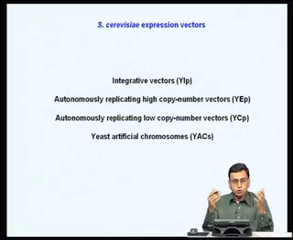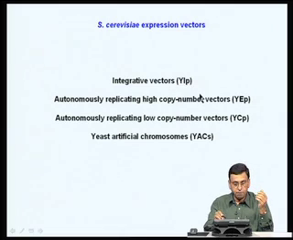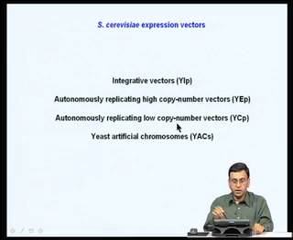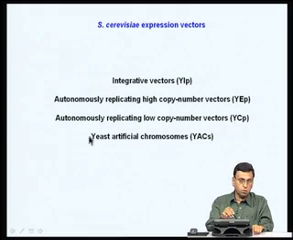The most commonly used expression vectors are what are called integrative vectors or YIP, autonomously replicating high copy number vectors or YEP, autonomously replicating low copy number vectors or YCP, and of course, yeast artificial chromosomes.